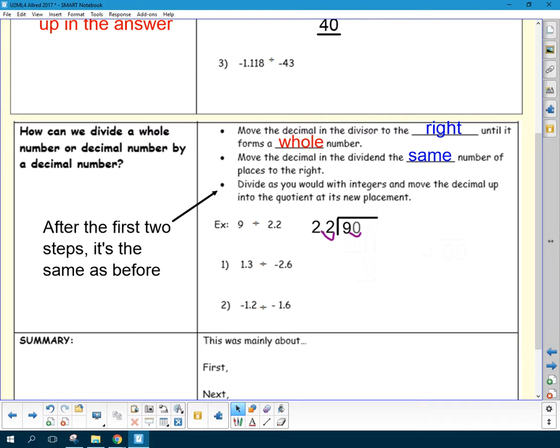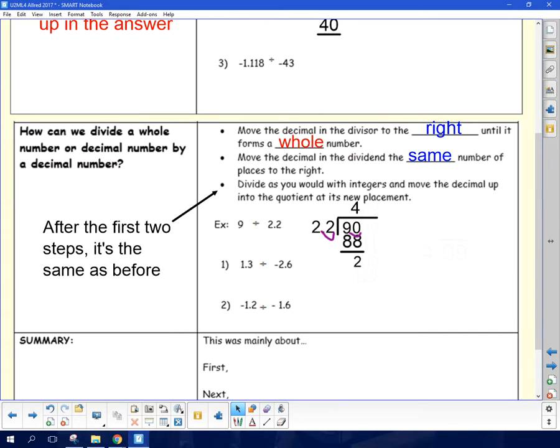So I'm going to throw in an extra 0 there. Instead of dividing 9 by 2.2, it might make more sense to divide 90 by 22 and then move the decimal up in the answer. 22 does not go into 9, but it goes into 90 about 4 times. And 4 times 22 is 88. 90 minus 88 is 2.